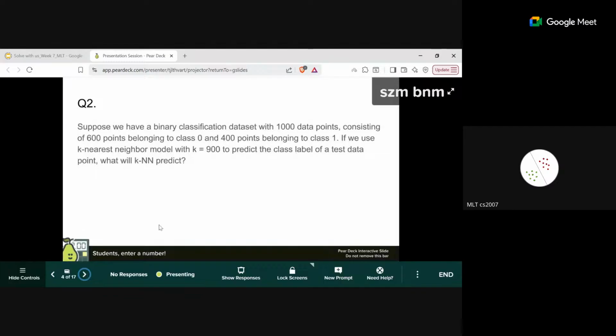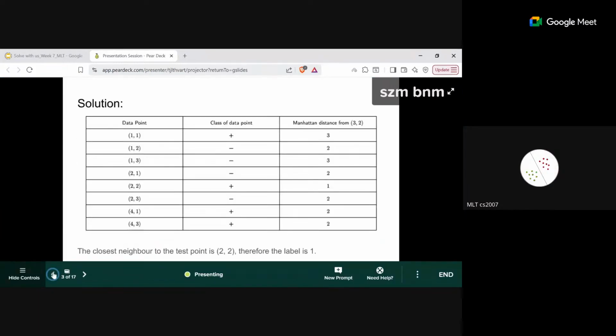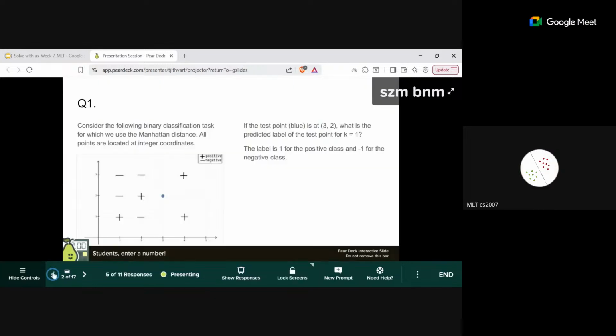Okay, so this is the second question. It says, suppose we have a binary classification data set with 1,000 data points. Go to the previous slide, ma'am. Can we decide like this? Because for this point 3, 2, visually we are seeing that the 3 plus points are nearest to this. Can we decide on this basis also?